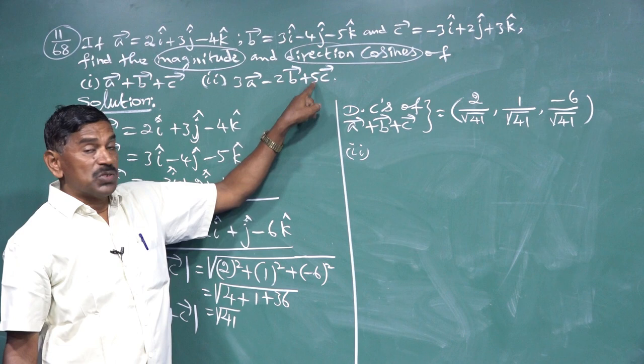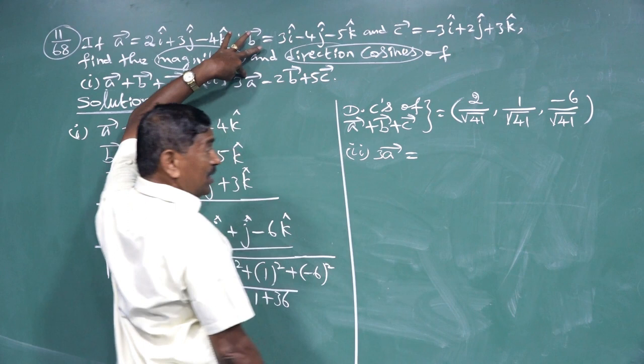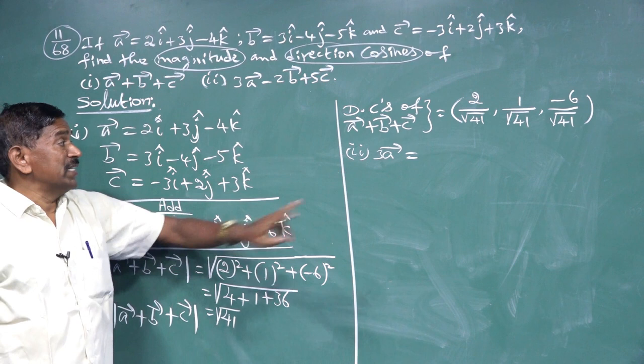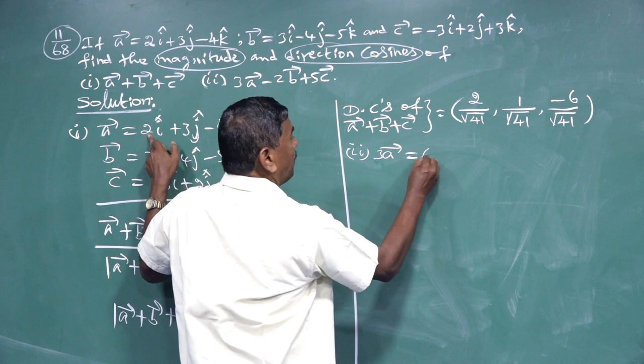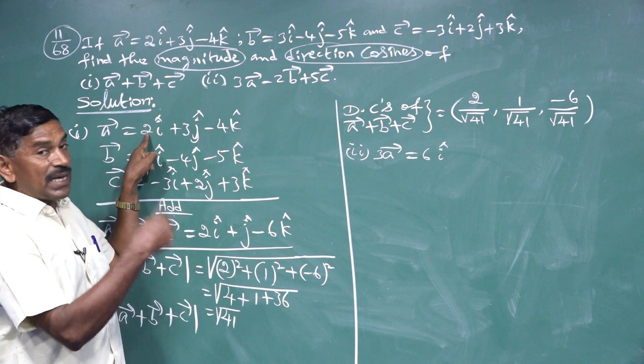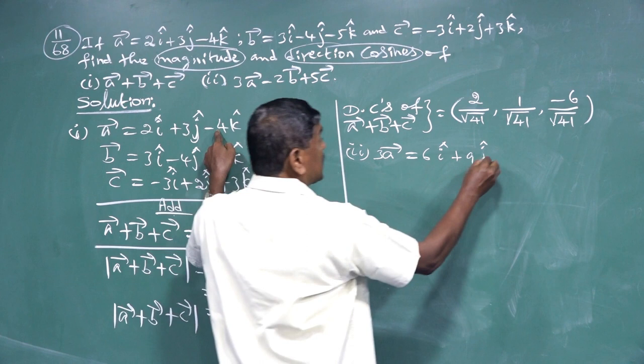Now come to the topic. Consider the first term, 3A vector. Already we have A vector, but now I need 3A vector. That means this A vector is fully multiplied by 3, the third table. Start your answer, 3A vector. 3 twos are 6i cap. Don't forget, we are multiplying the whole A vector by 3. Next, 3 threes are 9, so plus 9j cap. Next, 3 fours are 12, so minus 12k cap. First term 3A vector completed.